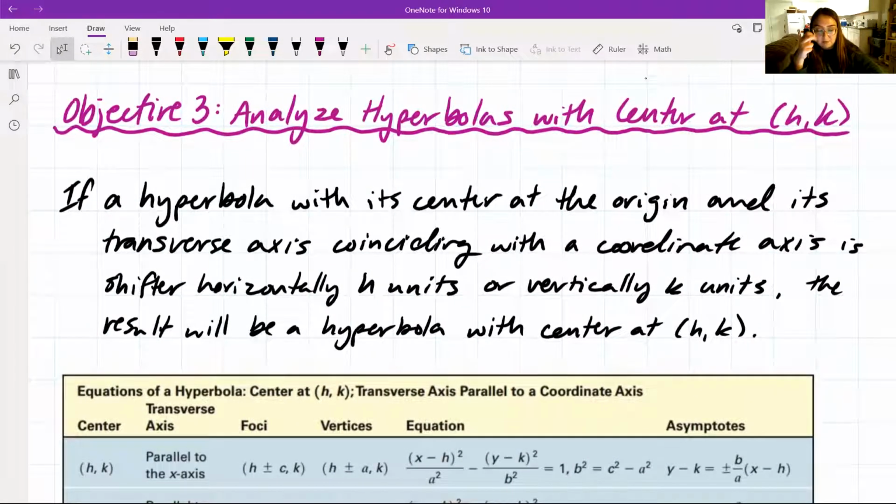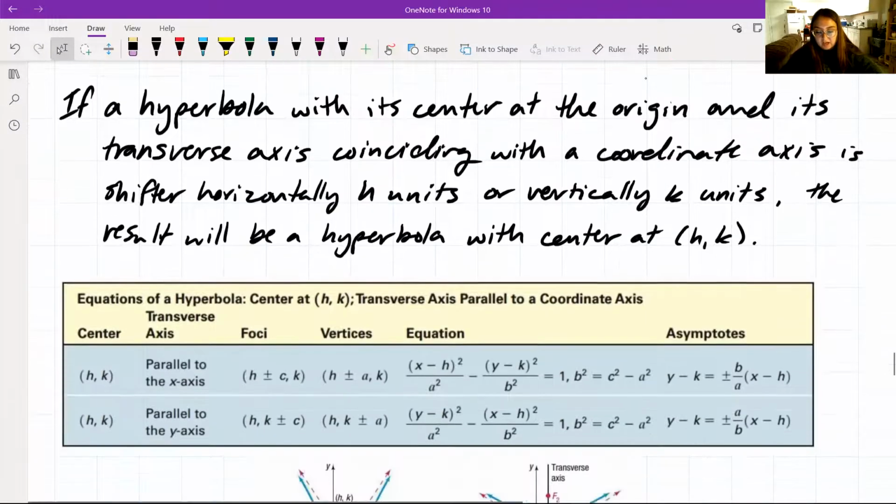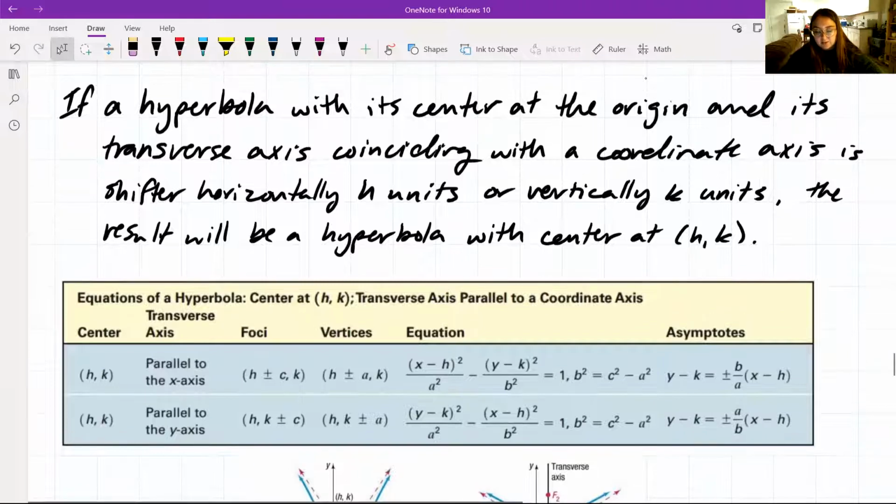All right, so now objective 3, we want to analyze hyperbolas with center at h comma k. If a hyperbola with its center at the origin and its transverse axis coinciding with a coordinate axis is shifted horizontally h units or vertically k units, the result will be a hyperbola with the center at h comma k. So basically just saying that if you have some sort of hyperbola, you're starting with the center and it is coinciding with the x or the y axis, then if you move it horizontally h units, or vertically k units, your new center will be at h comma k.